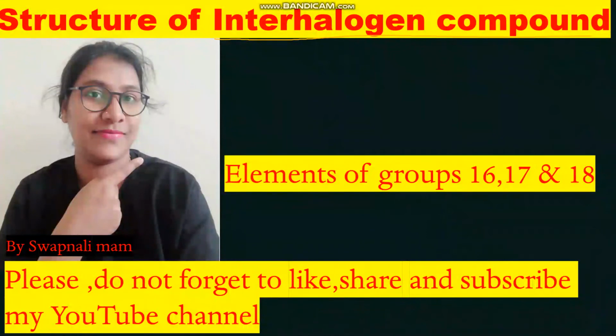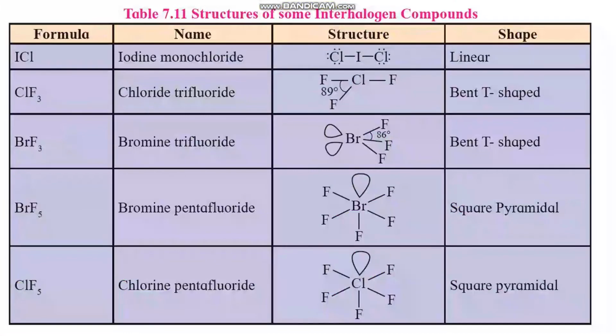Now we can see how to draw the structure of interhalogen compounds. Here the structures of some interhalogen compounds are given. Their formula, name, structure and shape are given. The first compound is ICl. The name of the compound is iodine monochloride. Why iodine monochloride? Because only one chlorine is present. The structure is I-Cl and the shape is linear, a straight chain structure, therefore it is called linear.